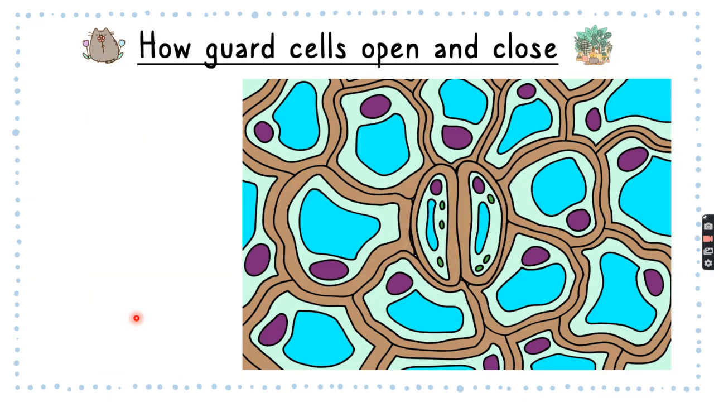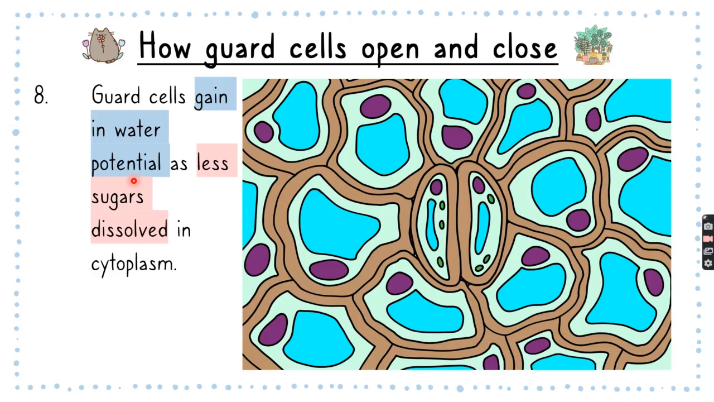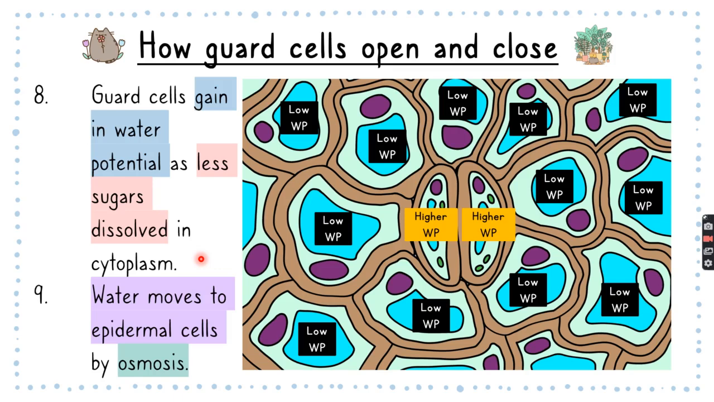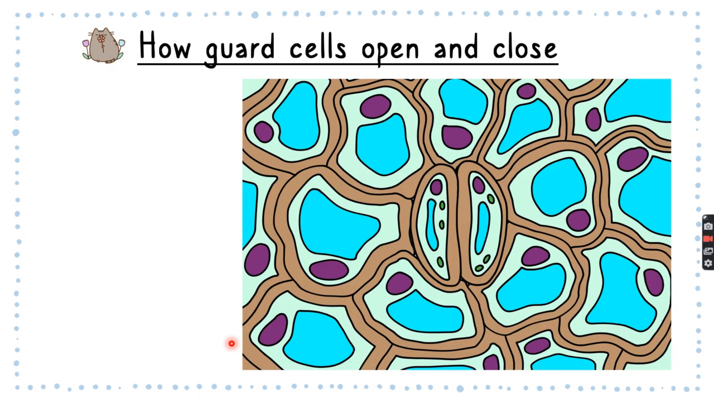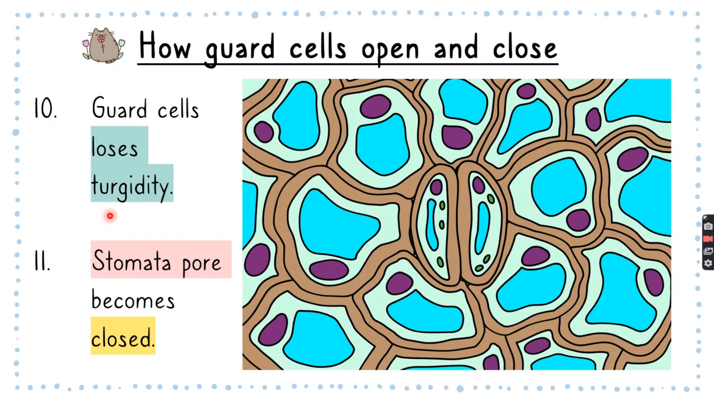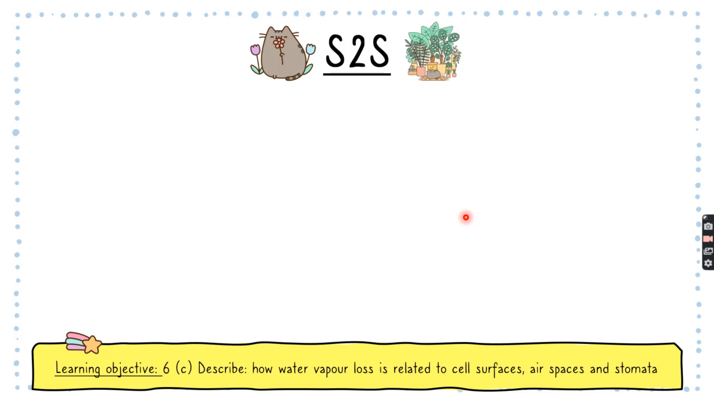Sorry, I'm rambling. Anyway, guard cells gain in water potential because less sugar is dissolved in the cytoplasm. Therefore, the guard cells now have a higher water potential, so water will move from the guard cells to the epidermal cells via osmosis this time. Because the guard cells lose water, they lose turgidity, and the stomata pore becomes closed. So that is why the stomata pore closes.